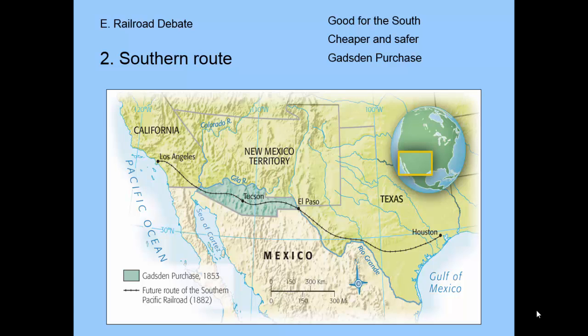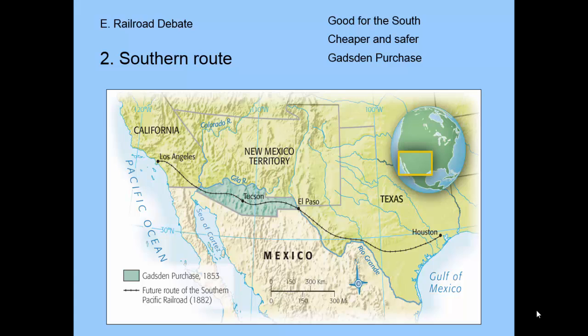It's cheaper, too. Most of this route is on flat land, or it's in relatively low mountains. The Rocky Mountains get lower as you get to the southern border of the United States, and so it certainly would be cheaper and safer. The problem is that the best land to build the railroad on is currently owned by Mexico. You can see it in blue. That's the blue section on the map.